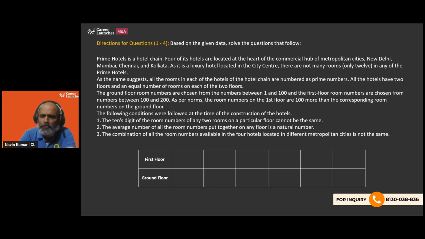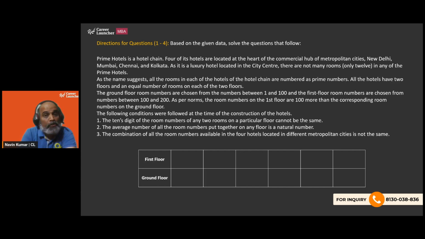So two floored hotels in four metropolitan cities, wherein the ground floor, whichever prime number we have, they are from 1 to 100. And in the first floor, we have the prime numbers from 100 to 200, wherein the first floor room number is exactly 100 more than the prime number that we have on the ground floor. Okay, and then we have got these three conditions that tenth digits should be unique for every hotel. The average number of all the room numbers put together on each floor is a natural number. The combination of all the room numbers available in the four hotels located in different metropolitan cities is not the same.